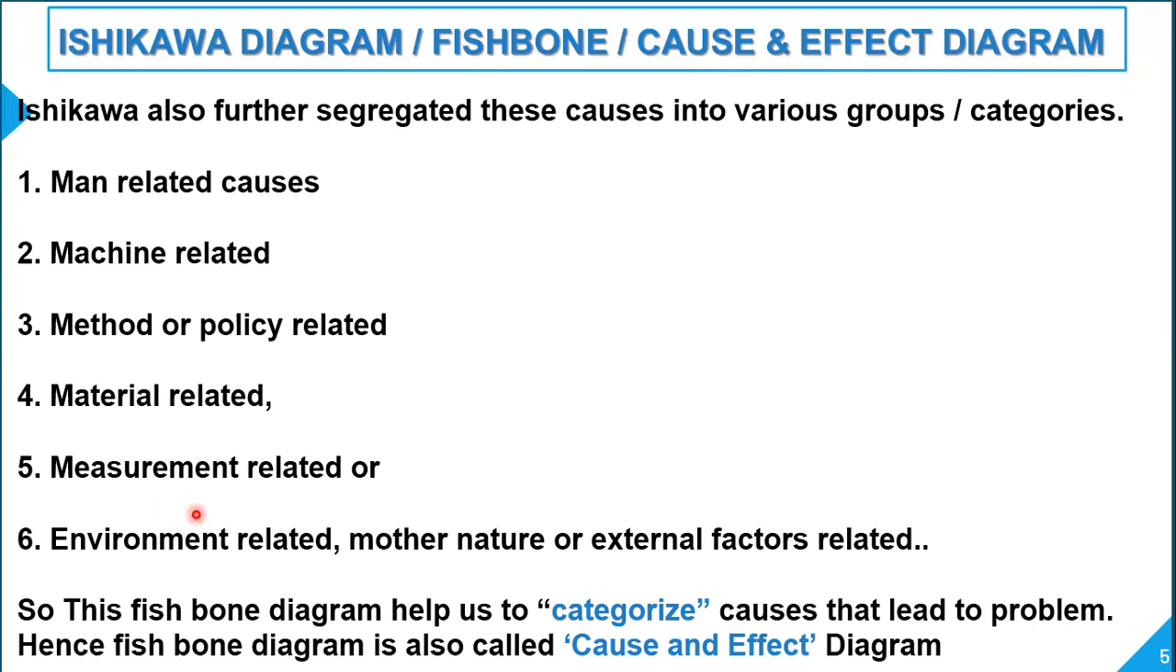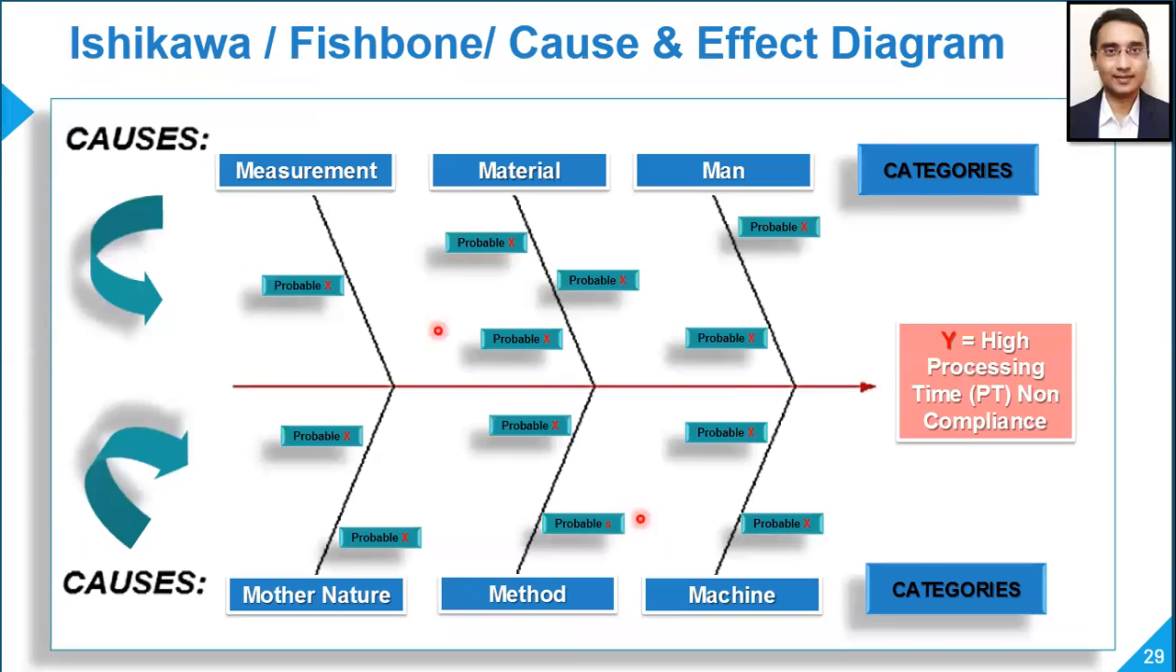Let's go to the next slide. Right, this is how it looks. You have the problem Y over here, for example, high processing time non-compliance. That's our case. So this is the Y. Man-related causes will come over here. Probable X, X means cause, so you'll jot down the causes over here. Man-related causes, material-related causes will come here. Measurement-related causes will come here. Mother nature or external causes will come here. Method-related causes will come over here, and machine-related causes will come over here.